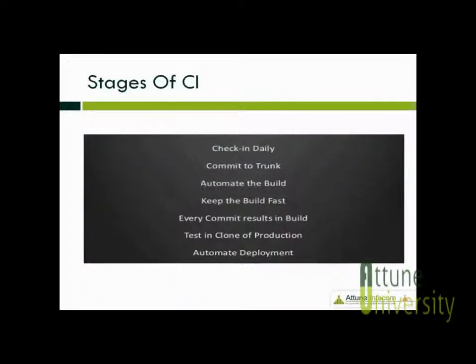So these are the stages of CI, continuous integration. Whenever you start development, every day your developer should check the code into the repository, or commit the code to the trunk, and manage the releases to the trunk. Then they have to automate the build cycle. Whatever they develop should be in a deployment phase, and keep the build fast.